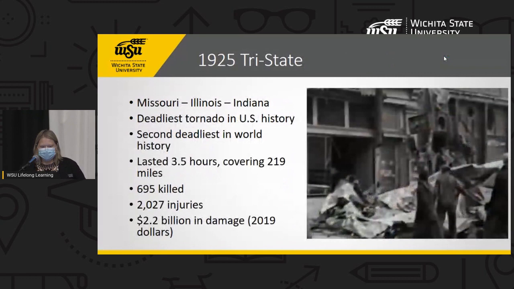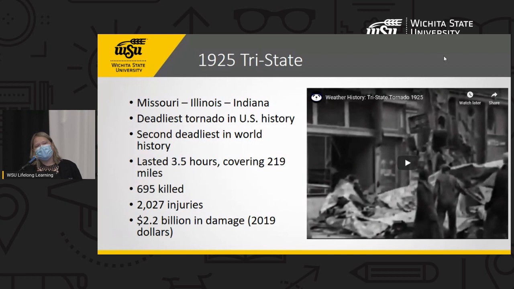Okay, so in 1925, the deadliest tornado in U.S. history occurred. It affected Missouri, Illinois, and Indiana. With a lot of these historic tornadoes, especially ones that covered a large area and traveled through multiple states, at the time they thought it was one tornado, but meteorologists and scientists now think they were probably a series of related tornadoes and not necessarily one tornado. But that's something that we'll never really know for sure.